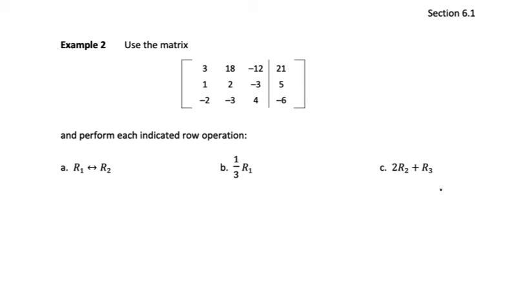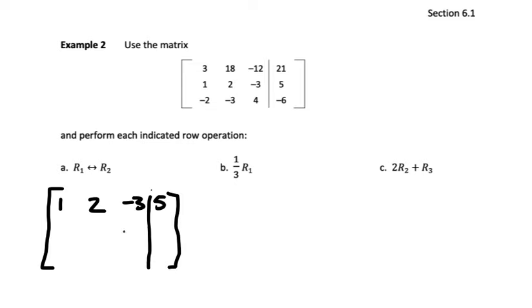So we're going to do example 2 from the textbook. They're giving us this matrix and they're asking us to perform each row operation. So part A is to interchange row 1 and row 2. So all I'm going to do is switch the order of row 1 and row 2. Row 2 is going to become the top row. And row 1 is going to become the second row. Row 3 is not going to change.